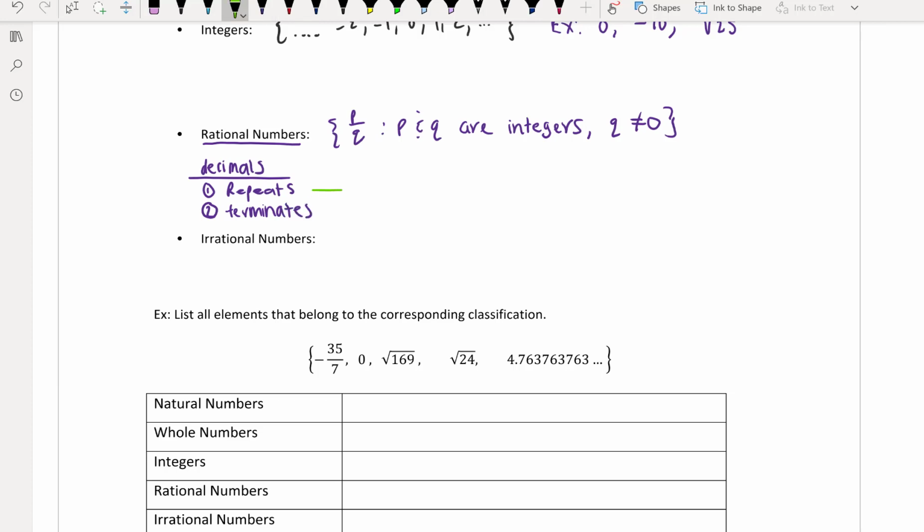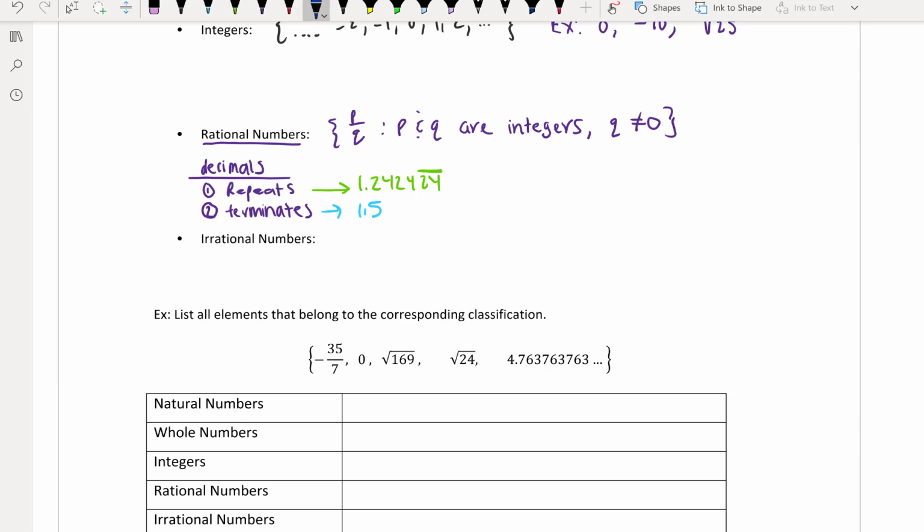So an example of a decimal that repeats could be something like 1.242424. So that 2424 keeps repeating. Another example, a decimal that terminates, is one that just stops. Like we know 1.5, and there are no other digits behind that 5. So that stops, so it terminates, okay?